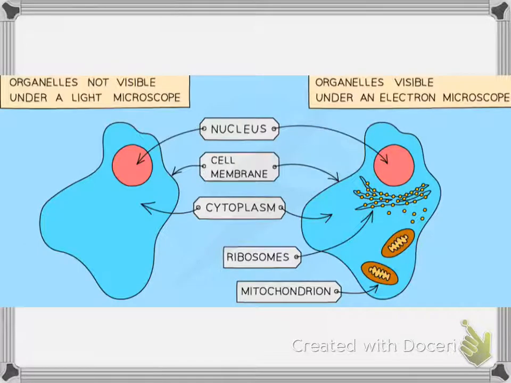So here are two diagrams which show the organelles which are visible under an electron microscope and the organelles that are not visible under a light microscope. A light microscope does not have a lot of magnification, whereas an electron microscope has a very high magnification. So this is the nucleus, and in this also this is the nucleus. Then this is the cell membrane, and this is an animal cell, okay? This is the cell membrane. This is cytoplasm. Then what can be visible under an electron microscope comes here.